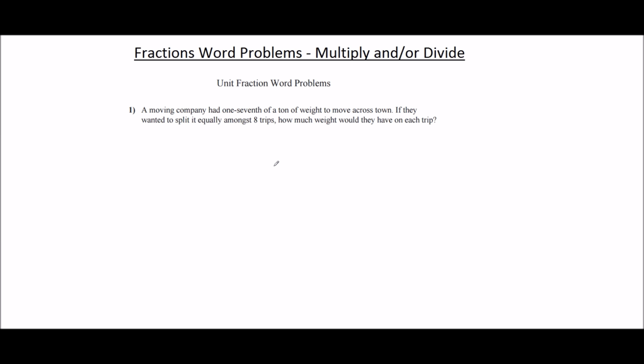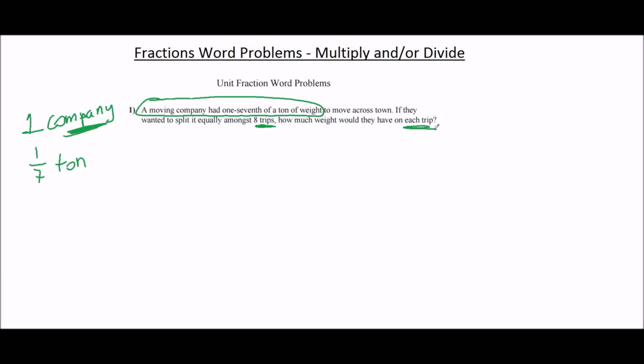So if you're looking for a rate here, the only rate I really see is right here to say a moving company had 1/7 of a ton of weight to move across town. So you could say, oh, you're comparing the one company to the 1/7 of a ton. And that's true, you are comparing those, and you could make a rate out of that, but we're not going to use the rate here because there's no more mention of companies. The question brings in this new unit, trips, 8 trips, how much weight would they have on each trip? So really here the rate is not going to help us.